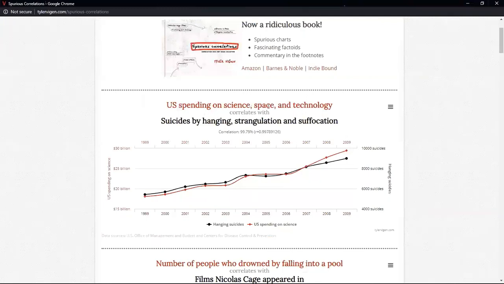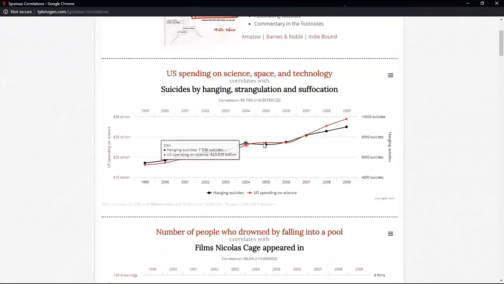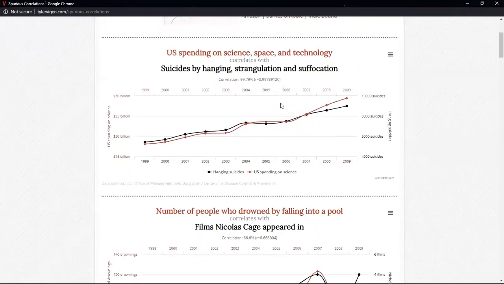U.S. spending on science, space, and technology versus suicides by hanging, strangulation, and suffocation. So this is something completely different, but look at how well these things correlate. They're moving and bending with each other, but do you really think these are linked to each other? No, this is what's known as spurious. It just happens to be there's a correlation. And look at the R squared. It's 0.9978. This is dang near perfect. But if you actually try and study a root effect, no. This thing is not causing that thing, or that thing is not causing this thing.